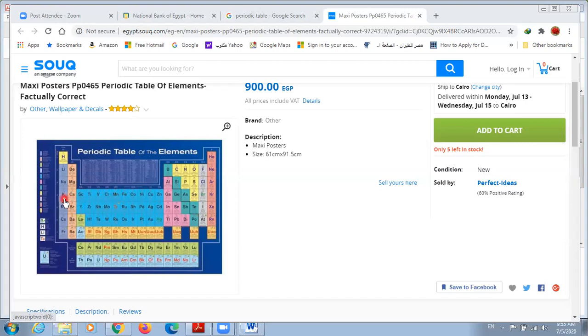So this is the fourth period. It starts with potassium and calcium that fill the 4s first. And then come the transition metals, which also fill the 4s, but they start to fill the 3d. And then we go to the 4p.